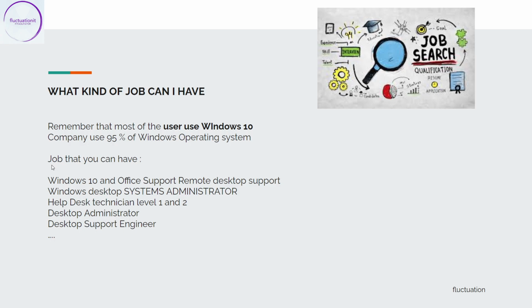So what kind of job can you have with this certification? You can have, for example, Windows 10 or Office support, remote desktop support. There are a lot of jobs, a lot of companies searching for someone like you who has this certification. Windows Desktop System Administrator, of course, is in very high demand, and also Helpdesk and Technician level 1 and 2, Desktop admin, and desktop support engineer. This is the type of job that you can search for.